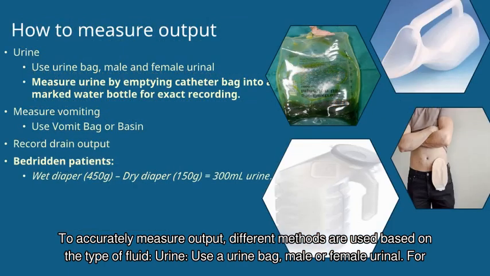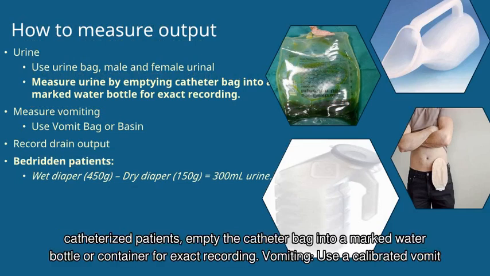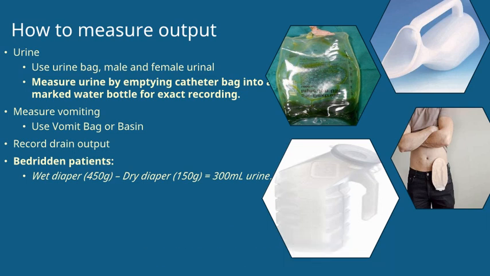To accurately measure output, different methods are used based on the type of fluid. Urine, use a urine bag, male or female urinal. For catheterized patients, empty the catheter bag into a marked water bottle or container for exact recording. Vomiting, use a calibrated vomit bag or basin to measure the volume.